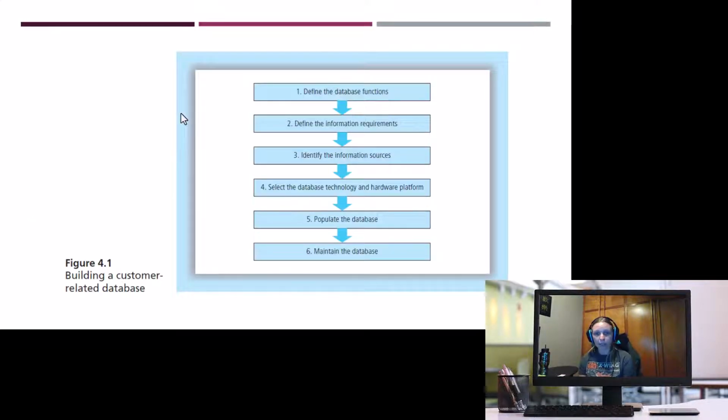So if we look at these steps, we need to define first what the database is going to be doing, define what the information requirements are going to be. So whether that is the format that they're going to be in, what kind of information that you want, figure out where you're going to get that information, select the database technology and hardware platform, populate the database, and then maintain and upkeep the database.